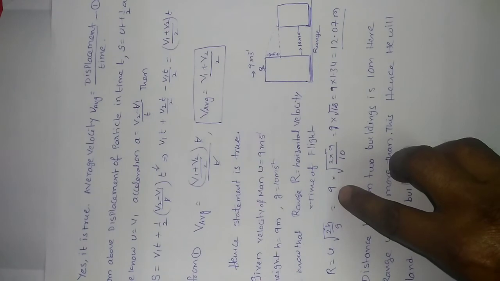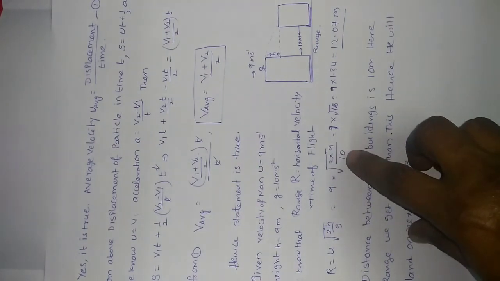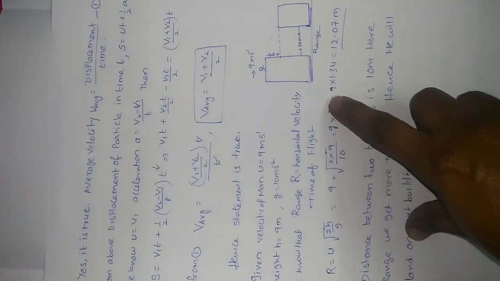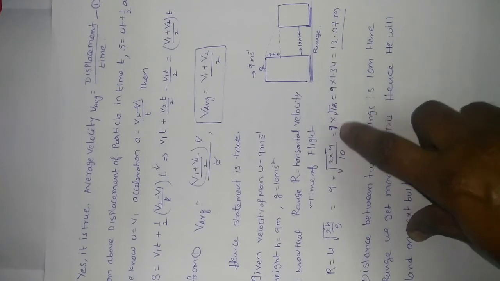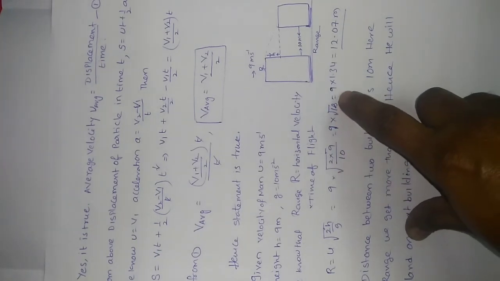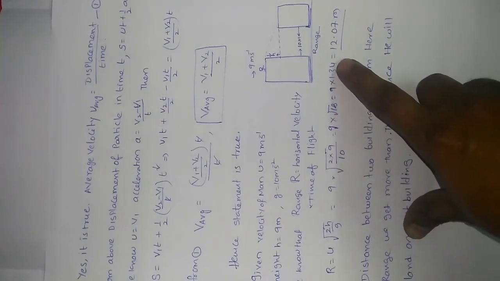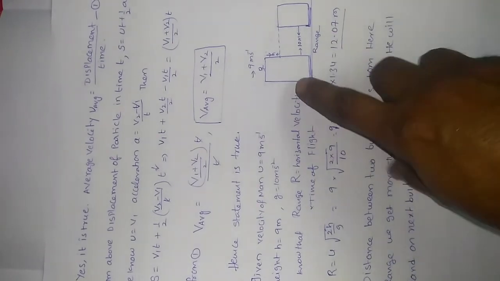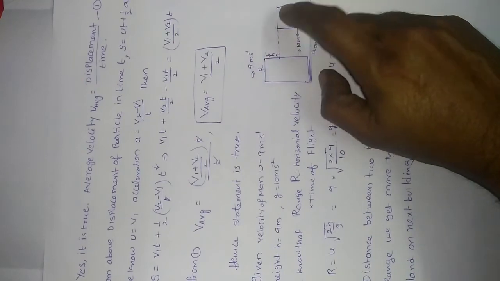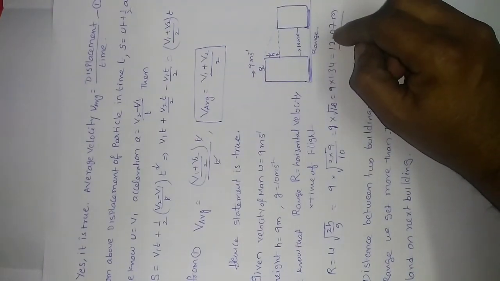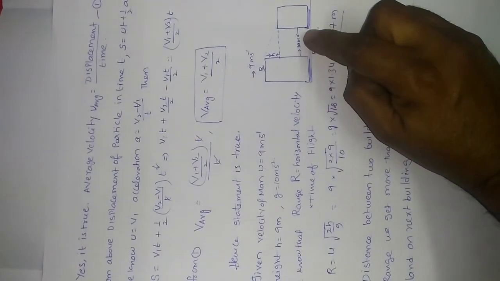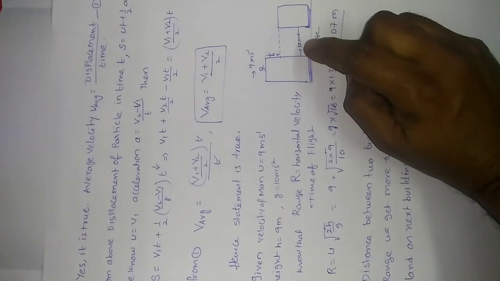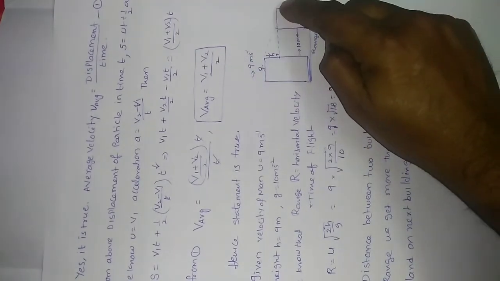Substituting the values, you will get U as 9 and root of 2 into 9 by 10. So you will get 9 into root 1.8. The approximate value of root 1.8 is 1.34. If you multiply with 9, you will get 12.07 meters. So the range of this person will be 12.07 meters, but the distance given is 10 meters, which is less than that. That means he can simply jump to the other building.